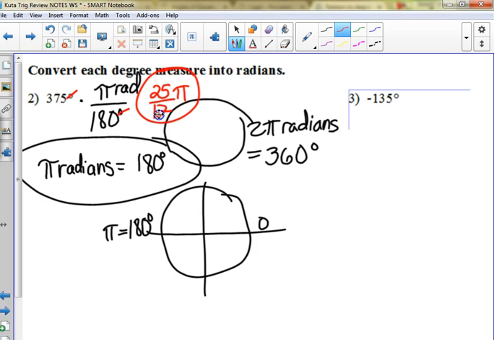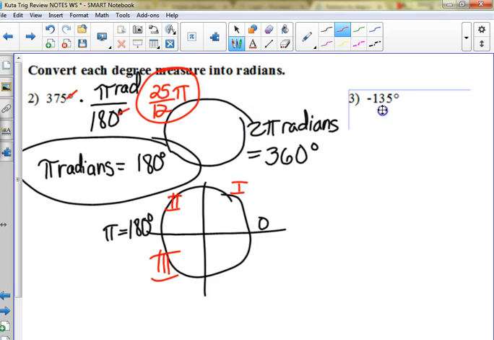Anybody know where that would be? If we started at 0 over here and we went around 25 pi over 12, where would we stop? What quadrant? It would be quadrant 1, because 25 over 12 is just over 2, right? Just over 2 pi. So it'd be all the way around and just into the first quadrant again. 375, yes? All the way around and 15 extra degrees.